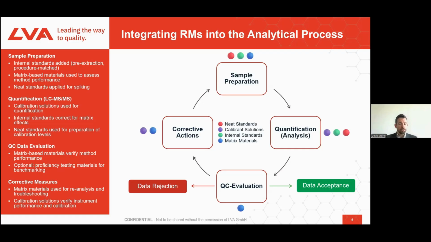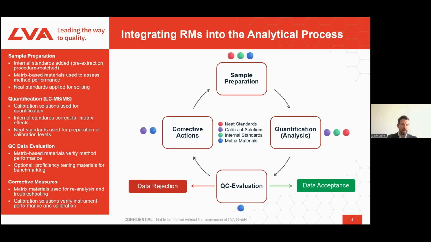So after the analysis, we enter the quality control and data evaluation stage. Here, matrix-based reference materials play a very important role as they allow us to verify whether the method was performing as expected or not. And that's why in many cases, the materials are also called QCM materials, which stands for quality control material. In some cases, proficiency testing materials can also be used for external benchmarking.